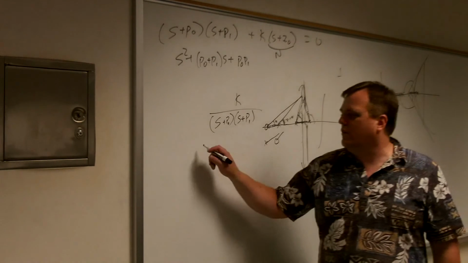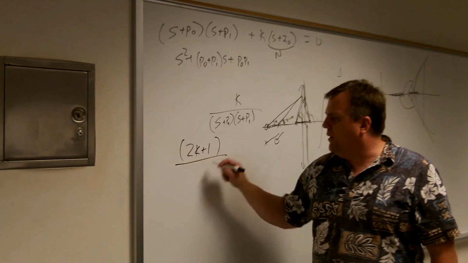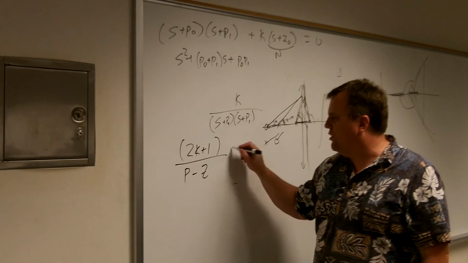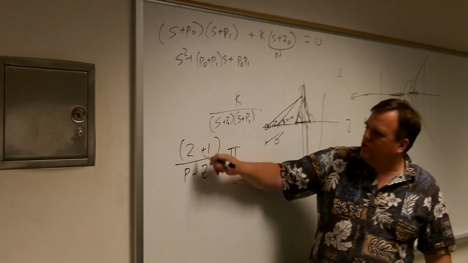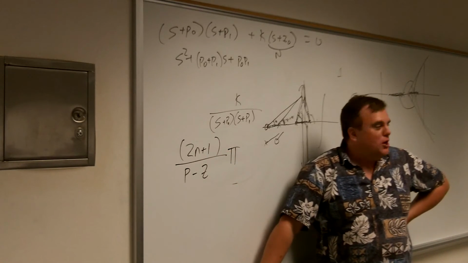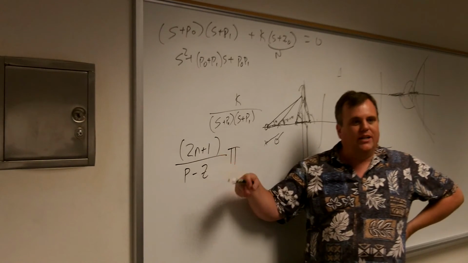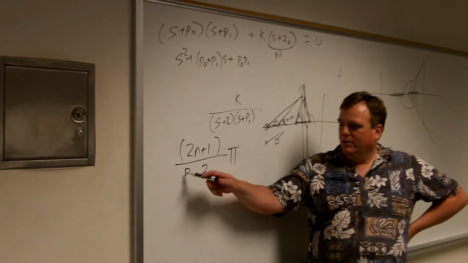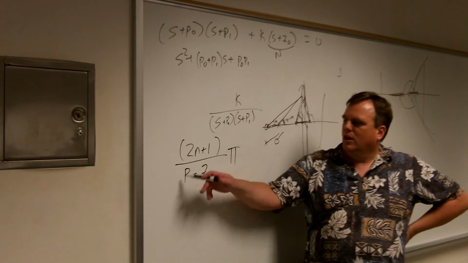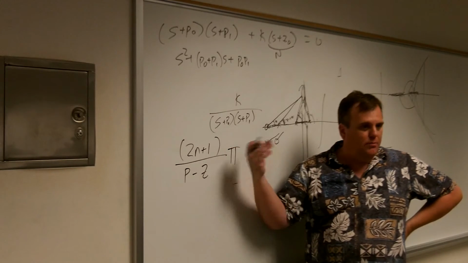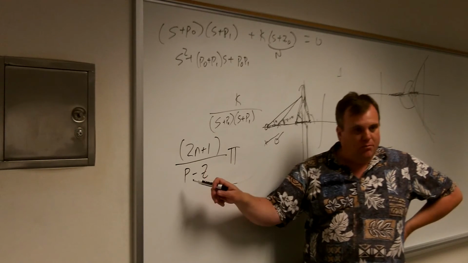And so they give you this lovely little formula: (2n plus 1) divided by the number of poles minus the number of zeros, times pi. That's the angle, for some integer n. If you stick n equals 0, n equals 1, all the way up to p minus z minus 1, technically, you go through every possible one up to the number of extra poles. P minus z is the number of extra poles.